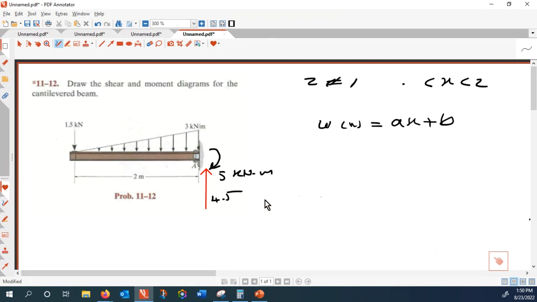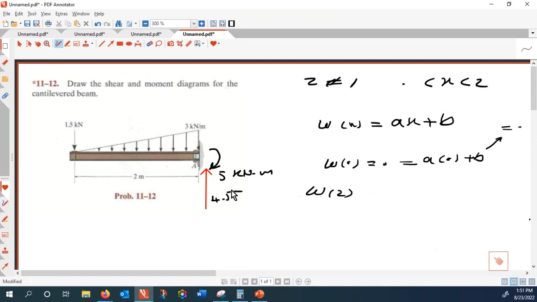So the way to find this is first, at x equal to 0, what is W of x at the starting point? That is 0, isn't it? So W of 0, that is equal to 0, which is equal to A times 0 plus B. And from here, I conclude that B is equal to 0. And W at x equal to 2, what is the magnitude? Minus 3.